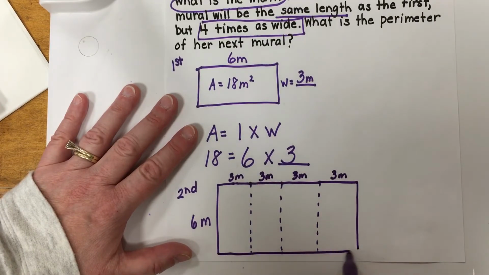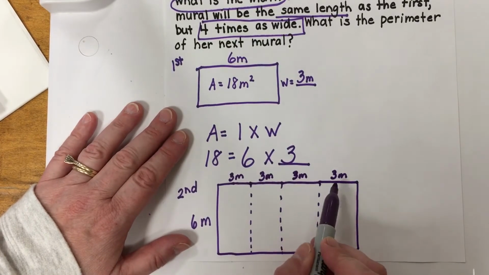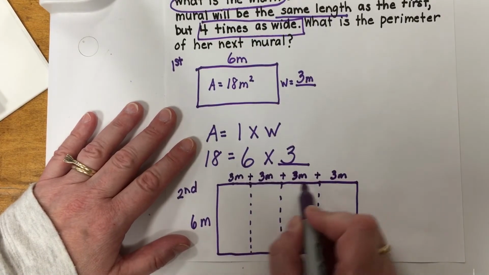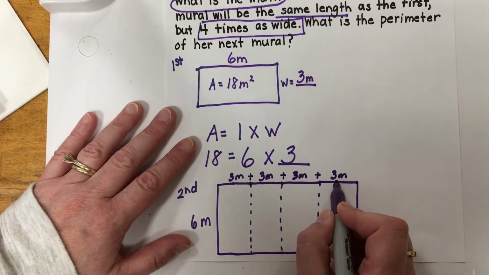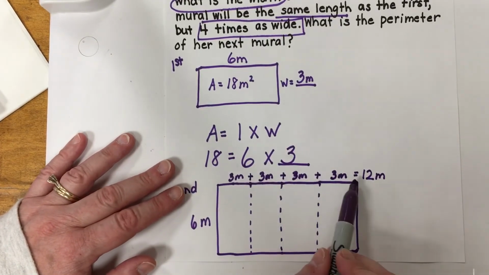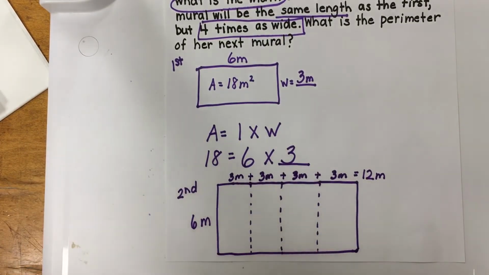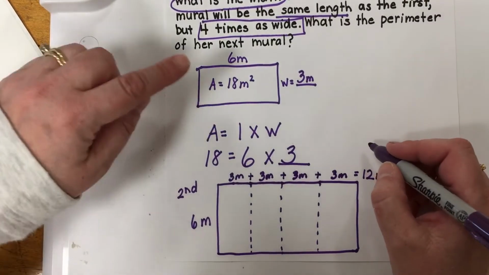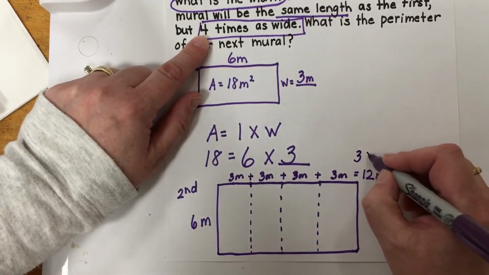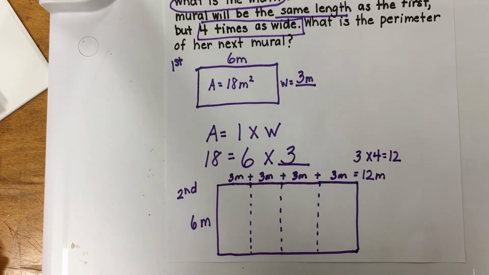And it's 4 times as wide. And then I can close it up. So I just have to add up all these parts. 3 plus 3 is 6, plus 3 is 9, plus 3 is 12. So this side is 12 meters. That's the width. Or I could have done, the width is 3, and 4 times as wide, multiply it together. Either way will show it for me.